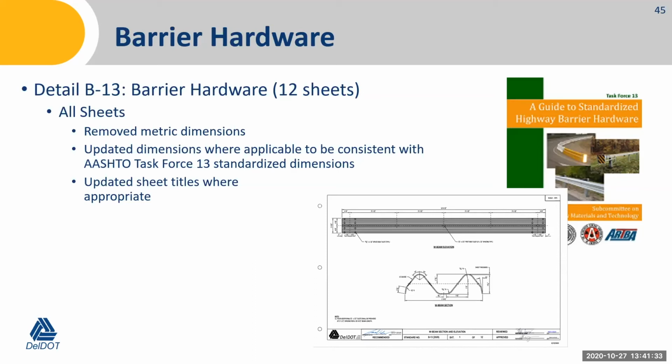All right, so detail B13, barrier hardware, comprises 12 sheets. For all the sheets, we removed any metric dimensions that were on those detail sheets. We reviewed dimensions to be consistent with the AASHTO Task Force 13 standardized dimensions. So that's a guide to standardized highway barrier hardware. We want to make sure that our dimensions were consistent with that guideline. We updated sheet titles where appropriate.